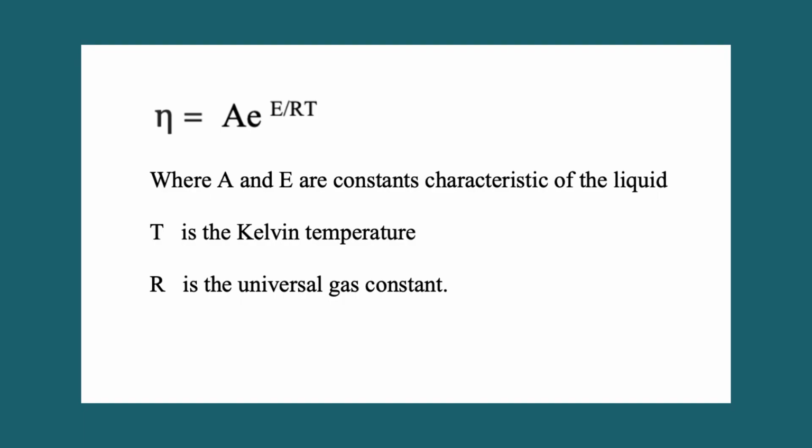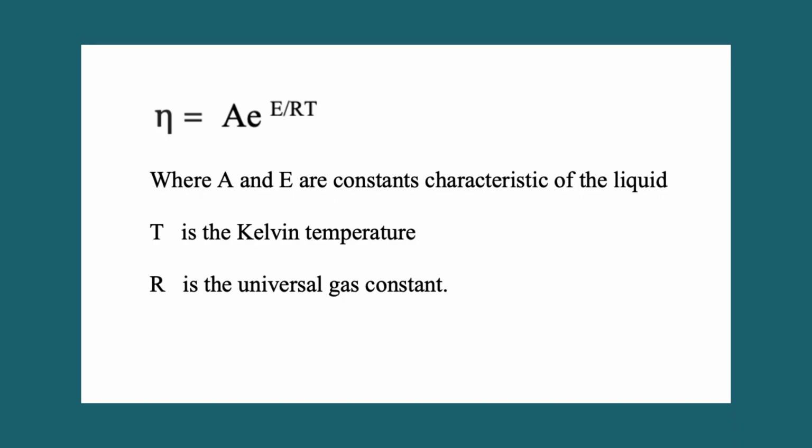The scientist Arrhenius gives the mathematical relation between temperature and viscosity. The equation is given as eta is equal to A e raised to E by RT, where A and E are constants characteristic of the liquid, T is the Kelvin temperature, and R is the universal gas constant. E is in fact called the activation energy for the viscous flow.